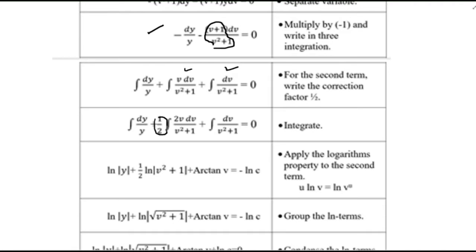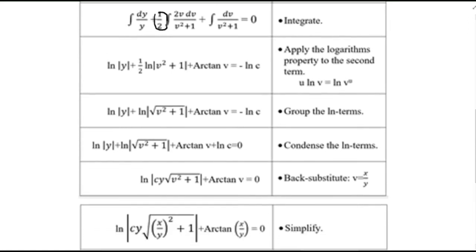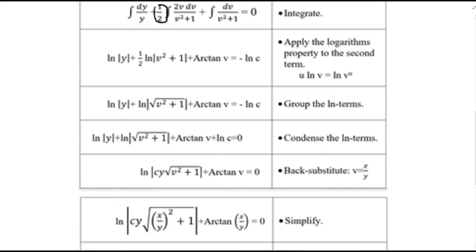And this is not yet the final answer because we still need to express this in terms of x and y. Again, before substituting the value of v into x, we simplified the equation. In simplifying that one, we condense the ln term. So, grouping these ln terms, we come up with this. Very similar to our previous, we have here the arctan of v.